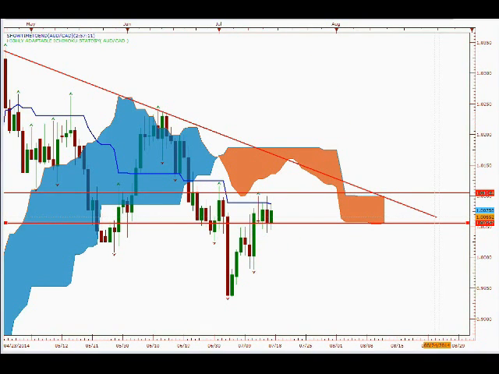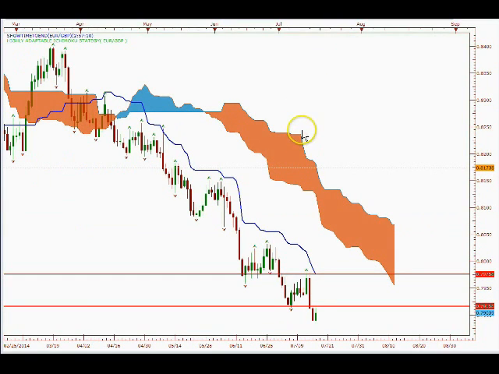All right, that's the Aussie CAD. Euro pound. Look how the Kijun-sen acts just as a trend line.